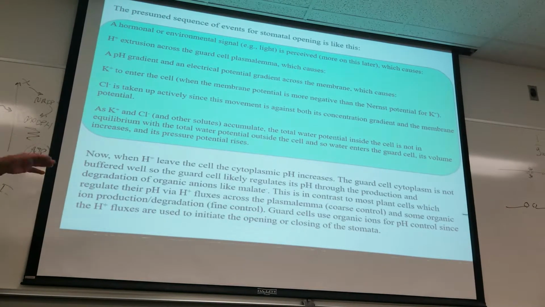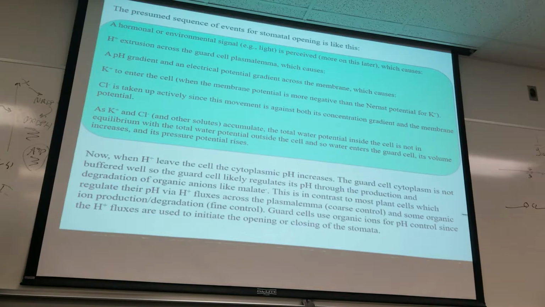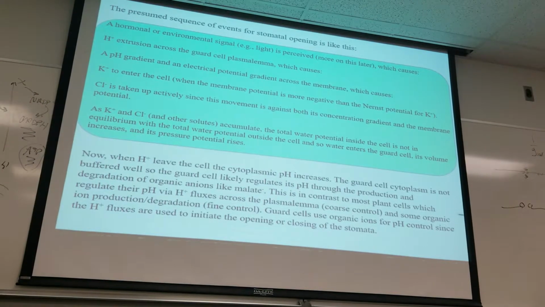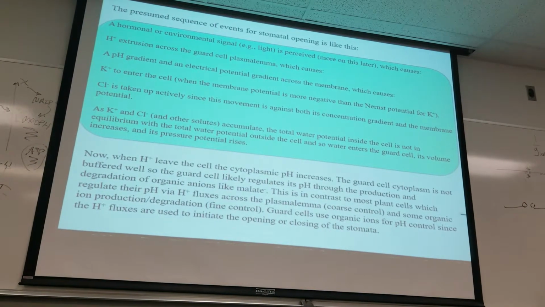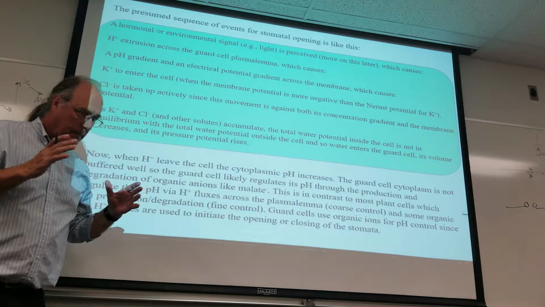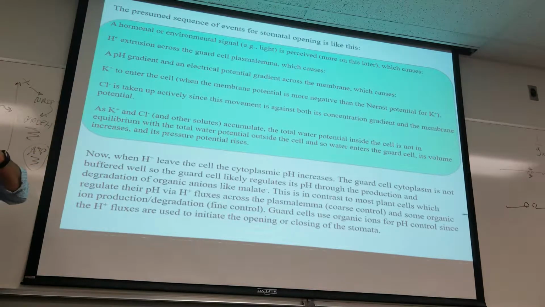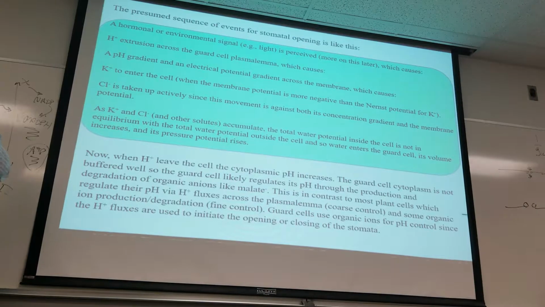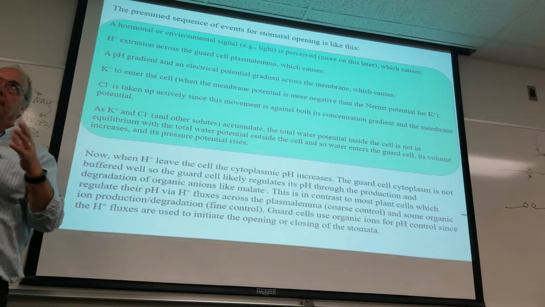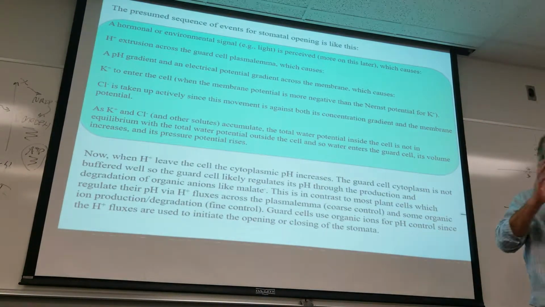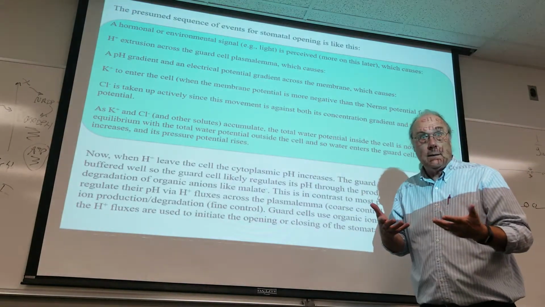All right, now, when protons are pumped out of the cell in response to this environmental signal, the cytoplasmic pH increases. Right? The pH gets higher and higher and higher. And the guard cell cytoplasm not being buffered well, it needs another mechanism to regulate its pH, right? Cells like to regulate their pH and have it within certain boundaries because lots of enzymes are active or inactive depending on what the pH is. So living cells tend to regulate their pH.